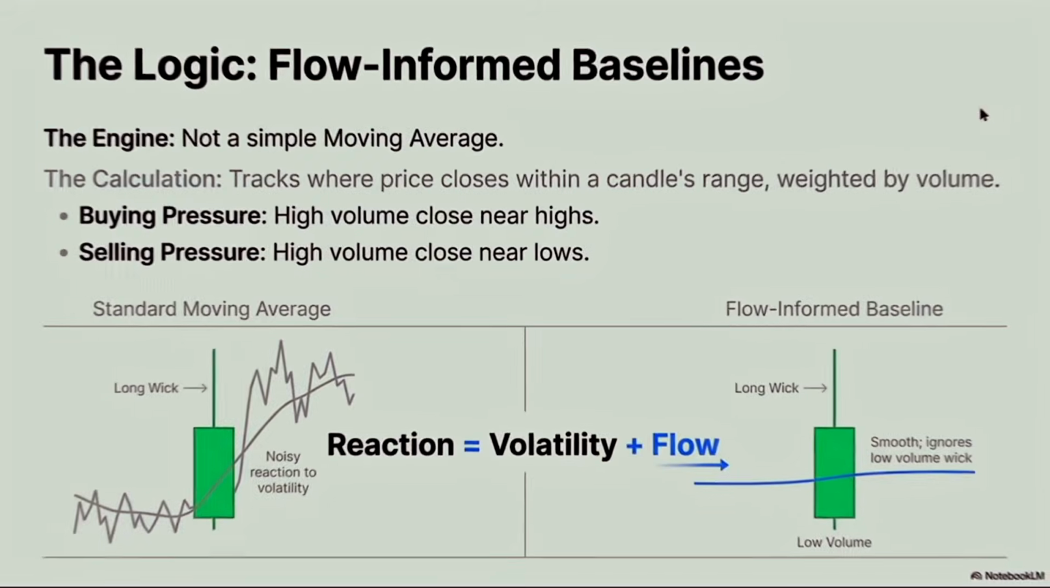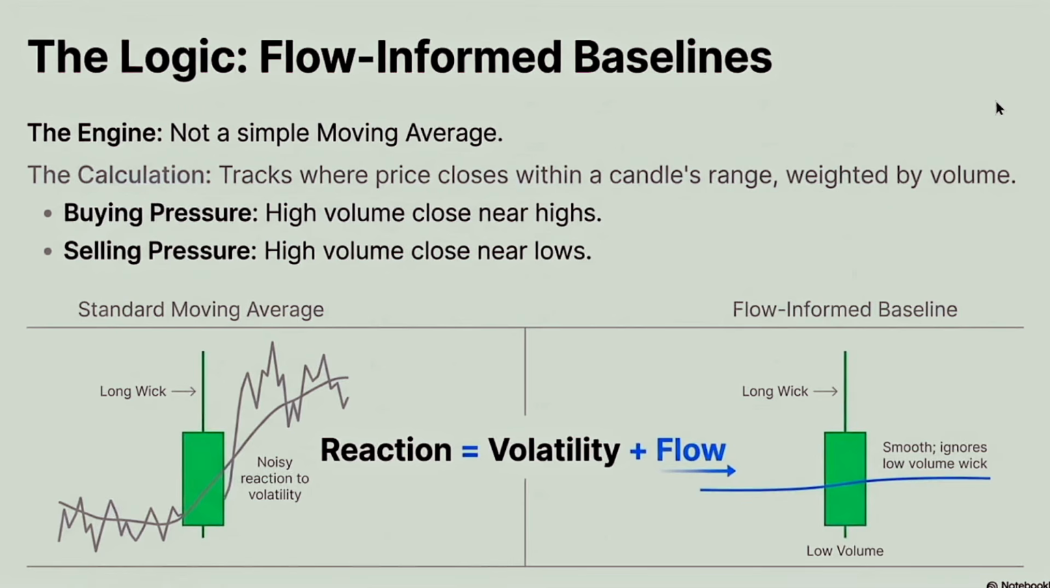Now here's the important part. This indicator doesn't treat all price movements equally. It uses a money flow model that tracks where price closes within each candle's range and then weighs that by volume. So if candles consistently close near their highs while volume is strong, the system interprets that as genuine buying pressure. If candles consistently close near their lows on strong volume, it reads that as real selling pressure. Then it uses that flow strength to adjust both sensitivity and bandwidth.